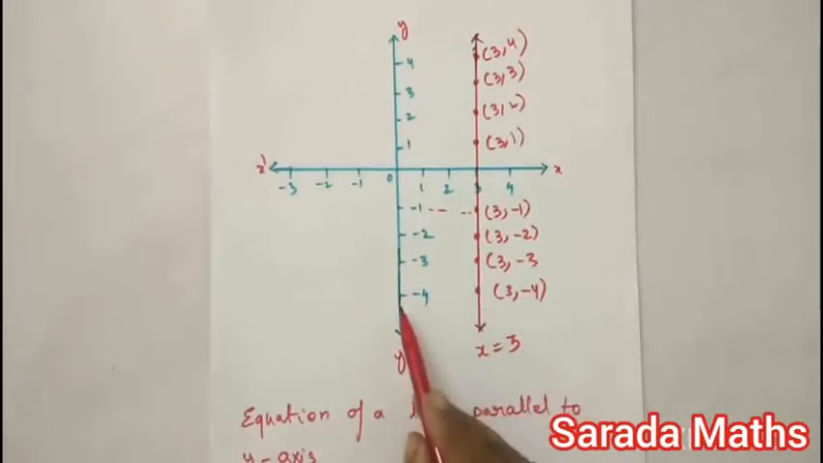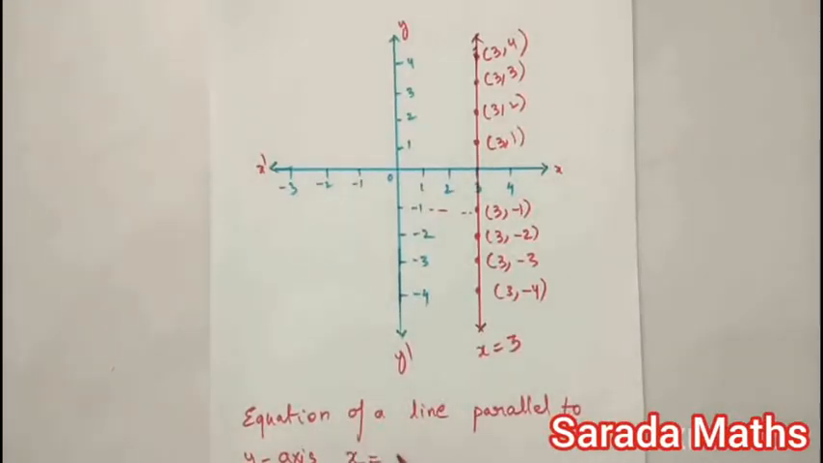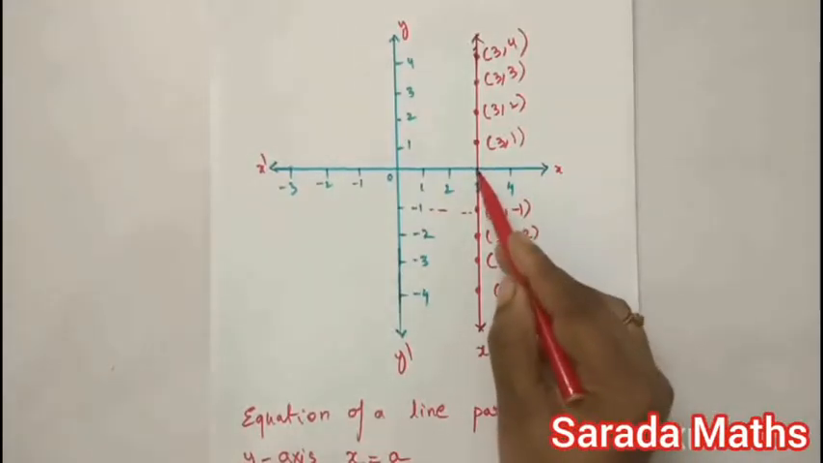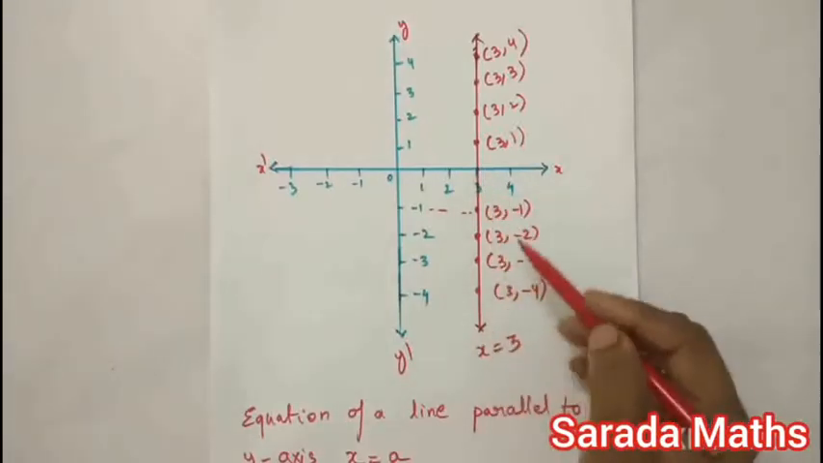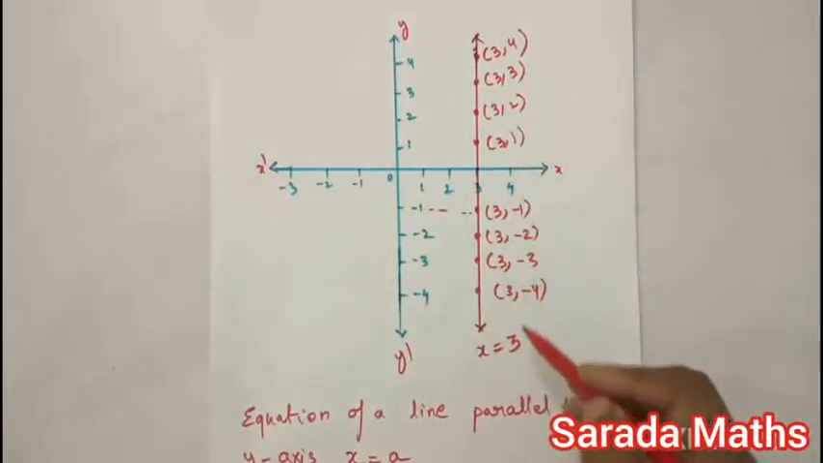This is parallel to y axis, is it not? So any equation parallel to y axis will be of the form x is equal to some constant a. Understood? Here in this example it is 3. x is equal to 3 because the line is passing through the x axis at point 3. Is it not? And at each and every point the value of x is common.